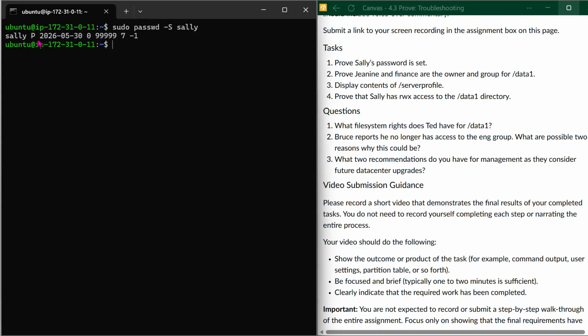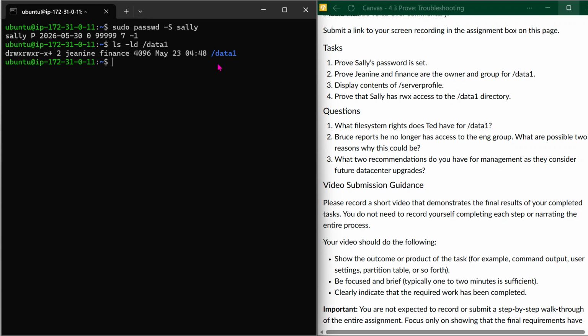And the next task is to prove Janine and Finance are the owner and group of /data1. To do that, I'm going to type this command, ls -ld /data1. And you can see that Janine and Finance both have the read, write, execute permission for data1.